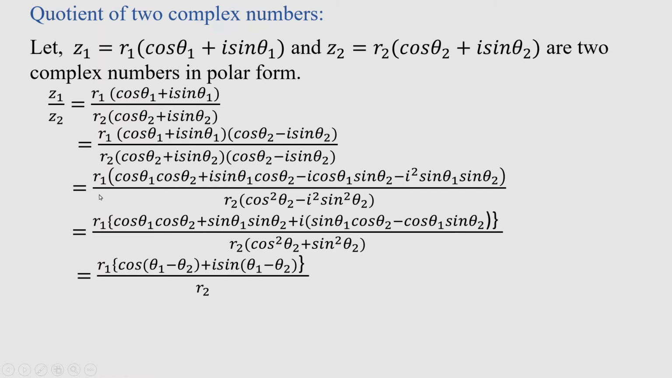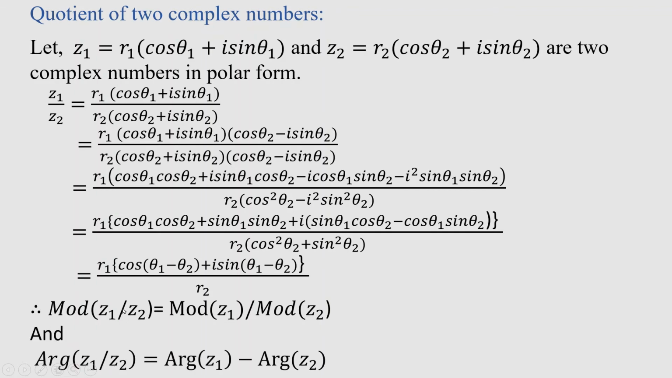From here we can see that r1 was the modulus of the numerator and r2 was the modulus of the denominator. From here we see that the quotient is a complex number whose modulus is r1 by r2. Therefore we can write modulus of z1 by z2 is equal to modulus of z1 divided by modulus of z2. Okay, and the argument is theta 1 minus theta 2, that means the argument of this division, and argument of z1 by z2 is equal to argument of z1 minus argument of z2.